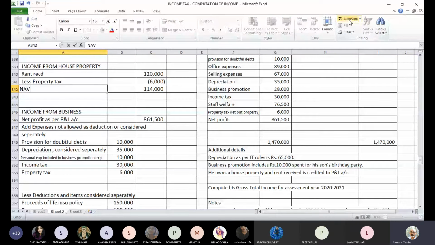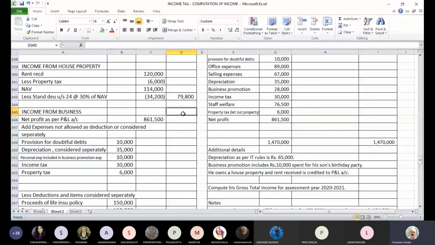This is the net annual value of the property and less deduction under section 24 at 30% of NAV is a standard deduction. So that means our income from house property is 79,800 rupees. Very simple. Our rent received is 1,20,000.